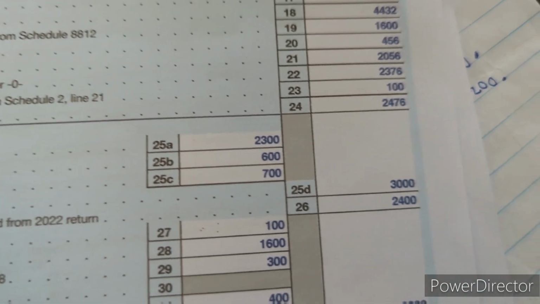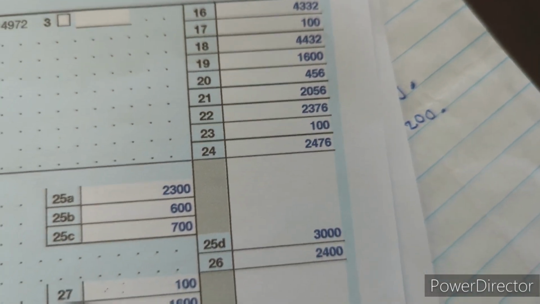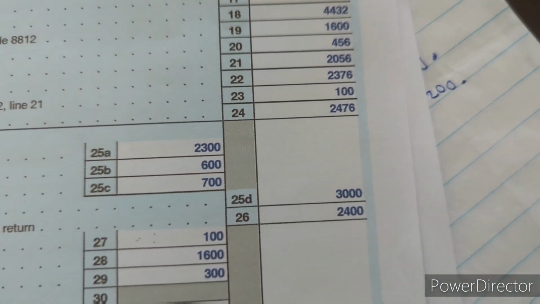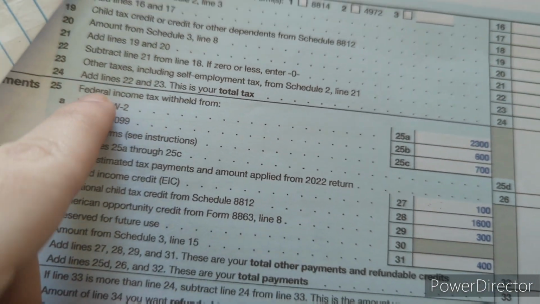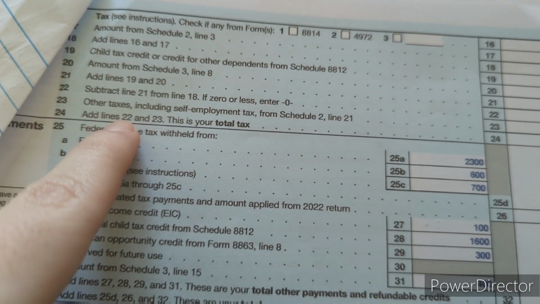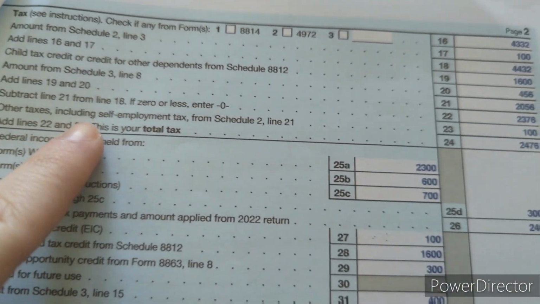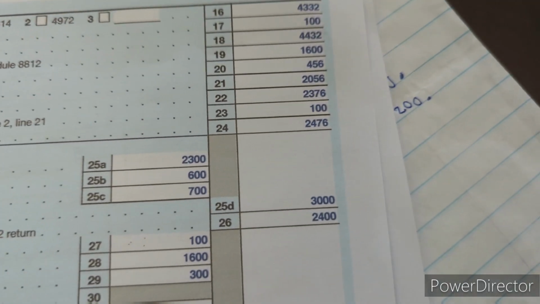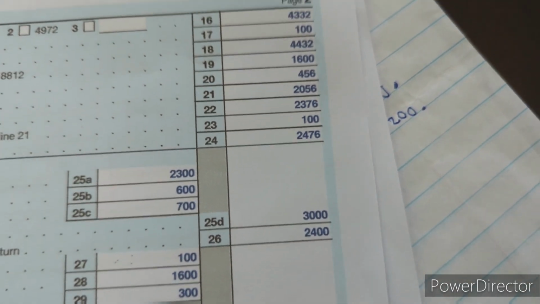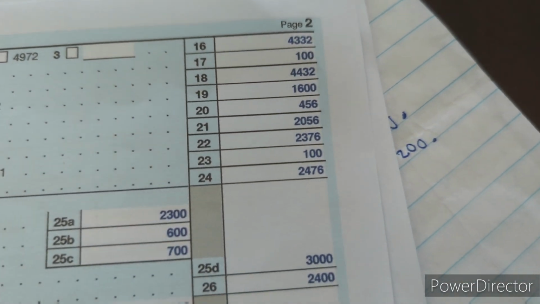And then 23, other taxes including self-employment. This is the same thing again. We had $100 left over of extra cash. Add lines 22 and 23. This is your total tax. $24.76 is our total tax.